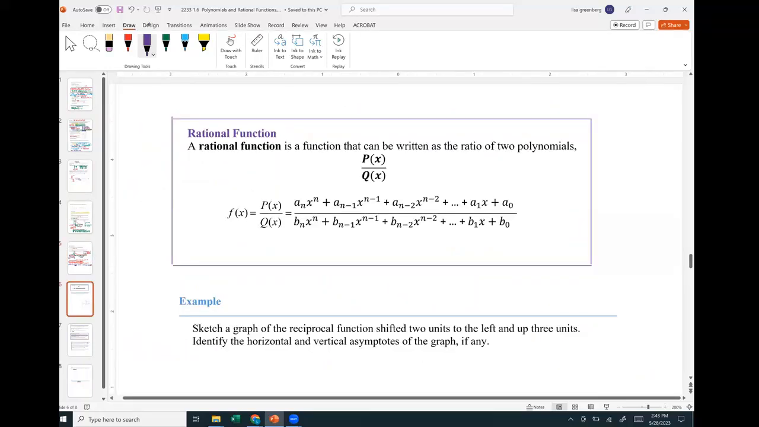Here we have our definition. Notice, polynomial over polynomial. Just make sure that q of x is not equal to 0. We can never have the denominator equal to 0.